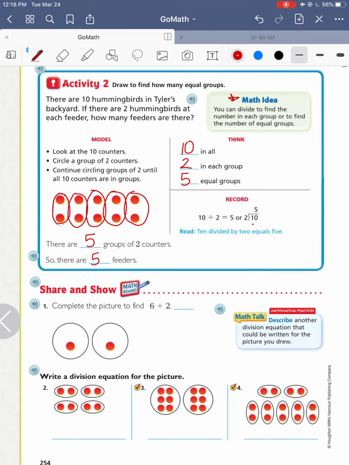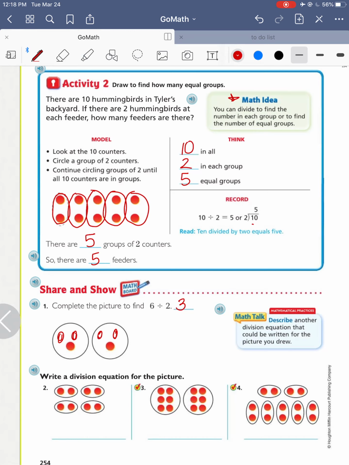The first one says, complete the picture to find 6 divided by 2. So there's 2 groups, and our total number of counters is 6. So they gave us 1 in each. Let's give each group another counter. So that would be 1, 2, 3, 4, 5, 6. How many are in each group? 6 divided by 2 equals 3 in a group.